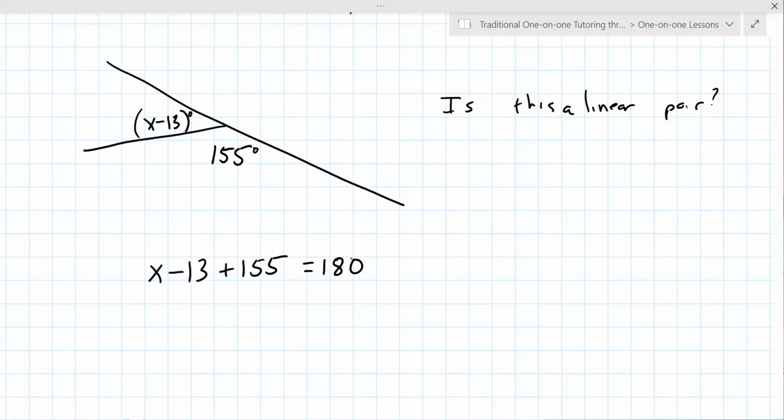Okay, so how do we solve this equation? Now you have to solve for x. Find the x. That's right. So we're going to start by combining minus 13 and positive 155.